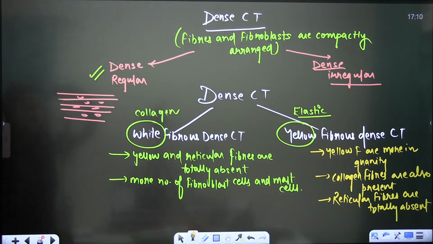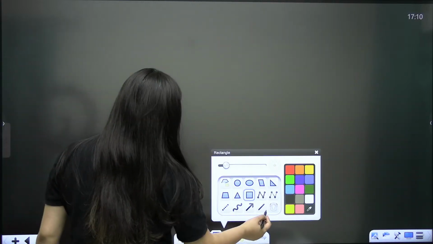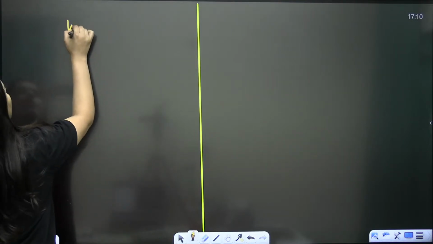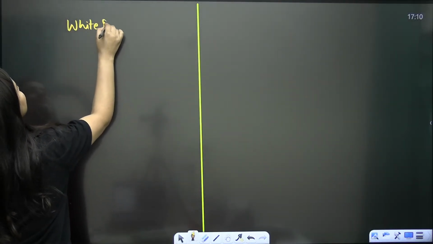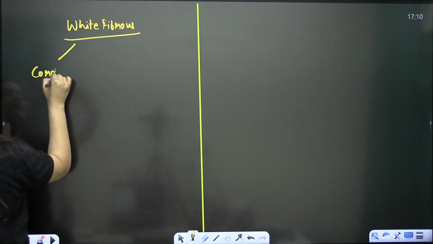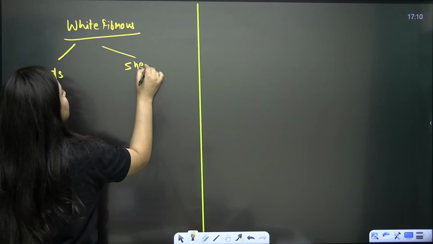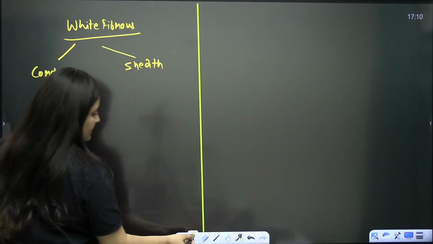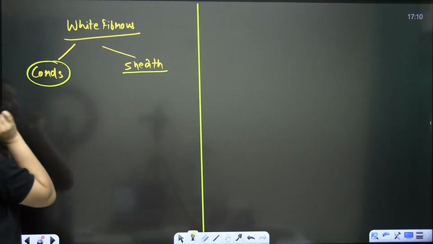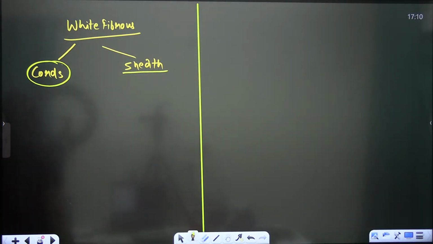Now here, in this white fibrous dense tissue, we have two words: cords and sheaths. Sheath, not sheet. So when do we use the word cord? When white fibers run parallel. Clear?